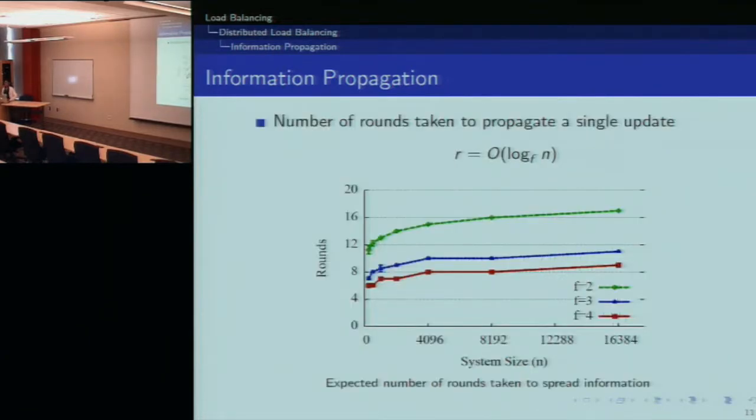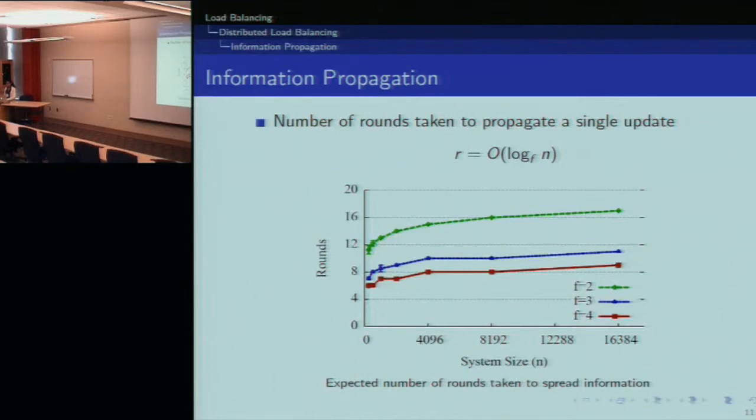But for the purpose of analysis, let's assume that the processors communicate in synchronous rounds. So as you saw, this is a lightweight information propagation scheme, and the number of rounds required for the information to be propagated to all the processes in the system with high probability is O of log n to the base f, where n is the number of processes in the system and f is the fan out.